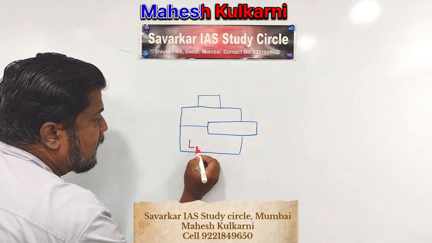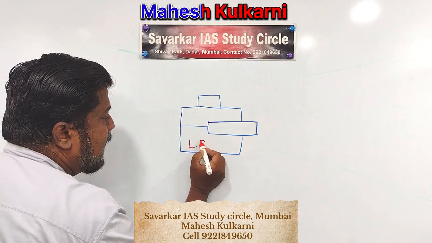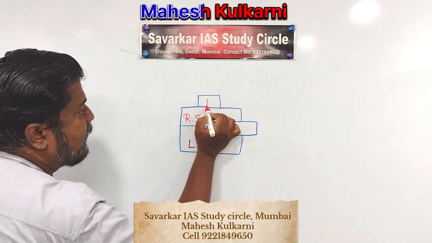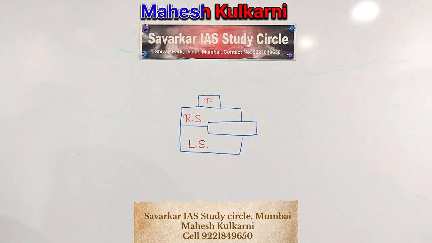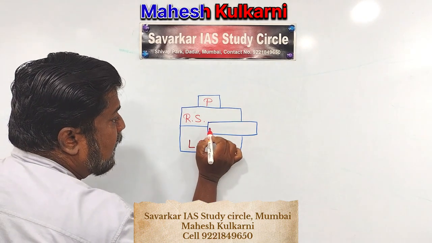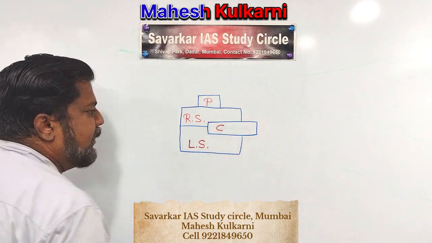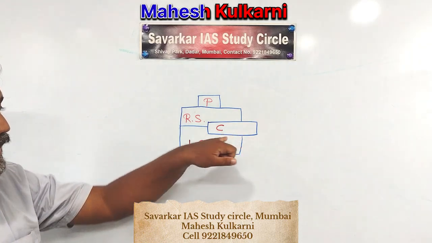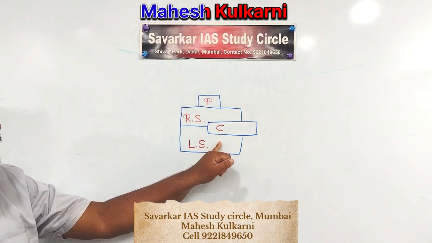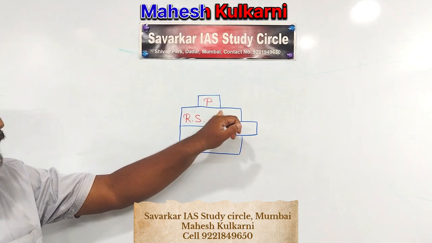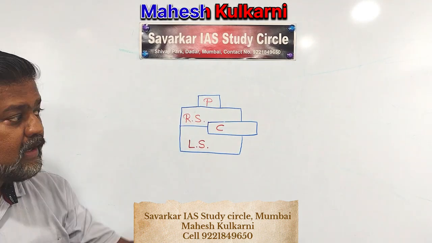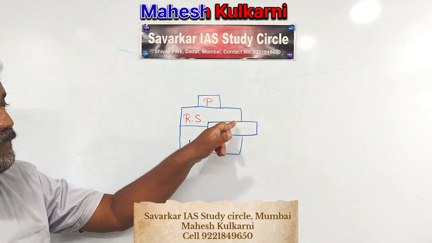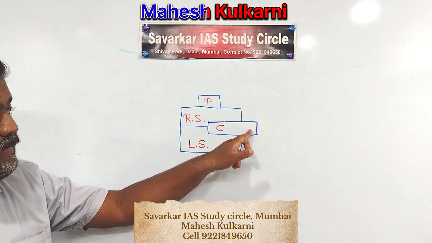Here I am writing, here in India we are calling the lower house Lok Sabha, the upper house Rajya Sabha, whereas this is the president. Now this is the council of ministers. Why am I showing it like that? So a council of ministers can be a member of Lok Sabha, or a member of Rajya Sabha, or a member of that council may be from outside.